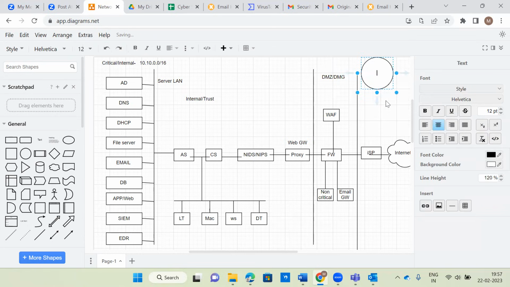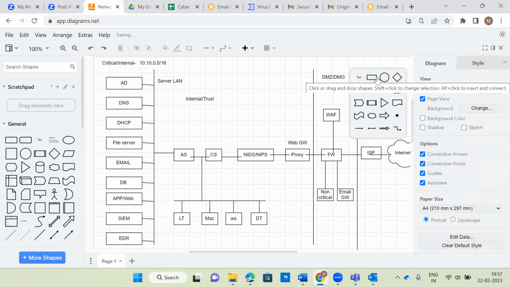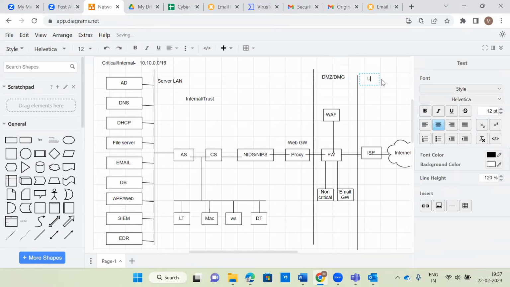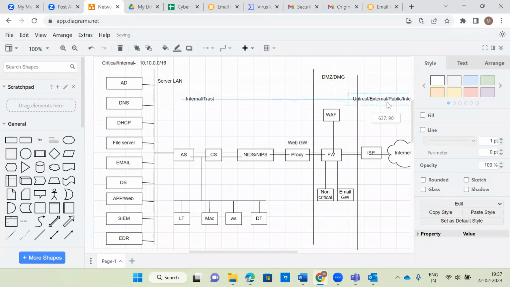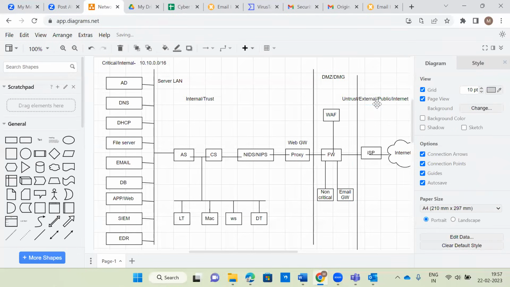We can call it untrust, or external, or public, or internet. So there are 4 names, but better you always use untrust and trust. That is the technical terminology. Untrust, external, public or internet. This is also called WAN. So the ISP router and internet are completely public.